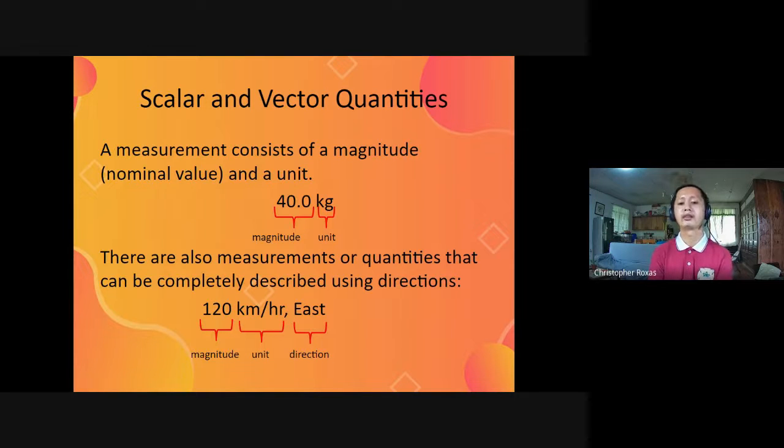There are also measurements or quantities that can be completely described using directions. For example, 120 kilometer per hour east. So you have 120 as the magnitude, kilometer per hour as the unit, and east as the direction. In fact, this is what we call velocity, speed with direction. So from these examples, we can differentiate the two kinds of quantity. The first one has no direction. The second one has direction.